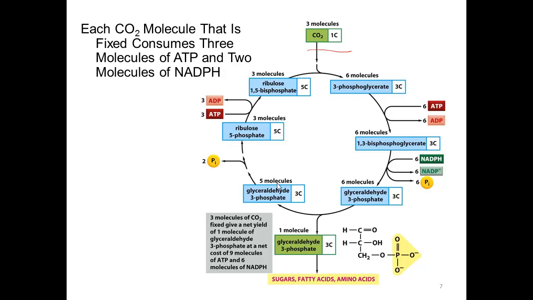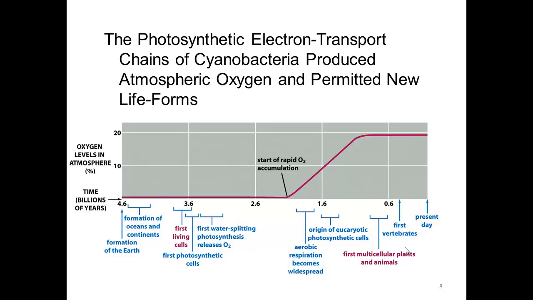And the energetics are summarized here. We're going to invest 9 molecules of ATP and 6 molecules of NADPH to produce a single molecule of glyceraldehyde 3-phosphate.